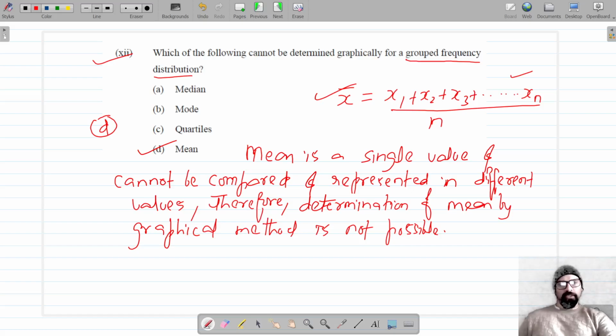So mean is the correct answer for this one. It cannot be determined graphically.